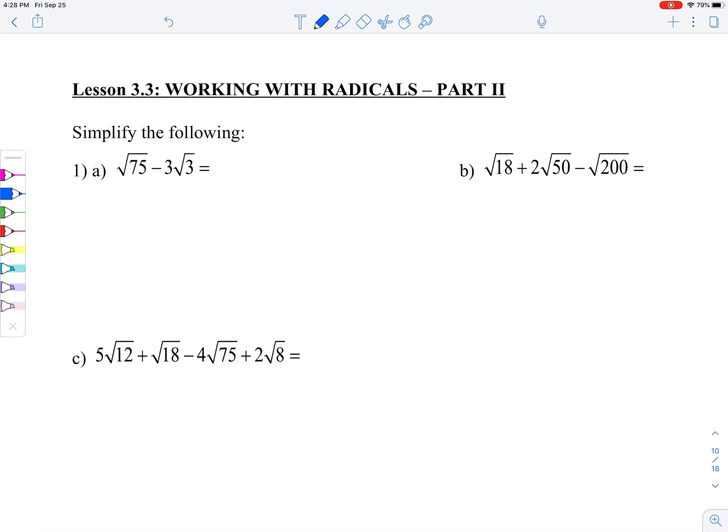Welcome to lesson 3.3, working with radicals part 2. So we're going to continue with some of the work we learned before and combine a lot of it together.